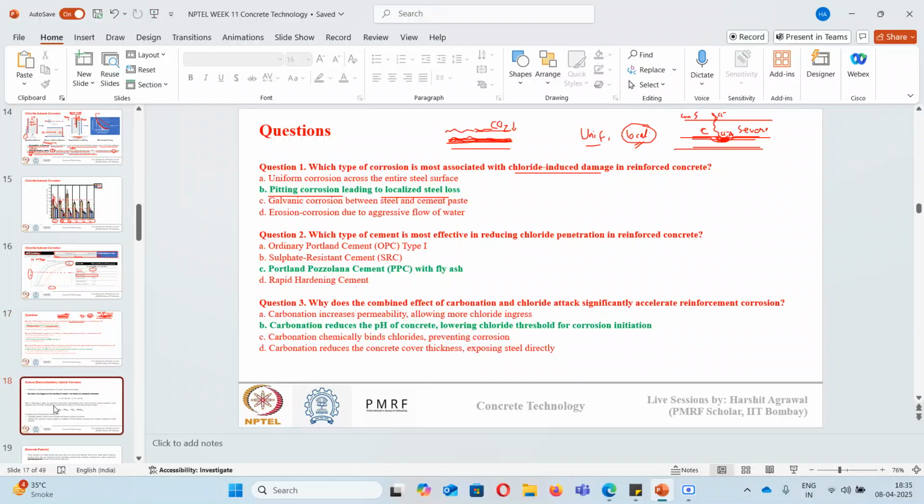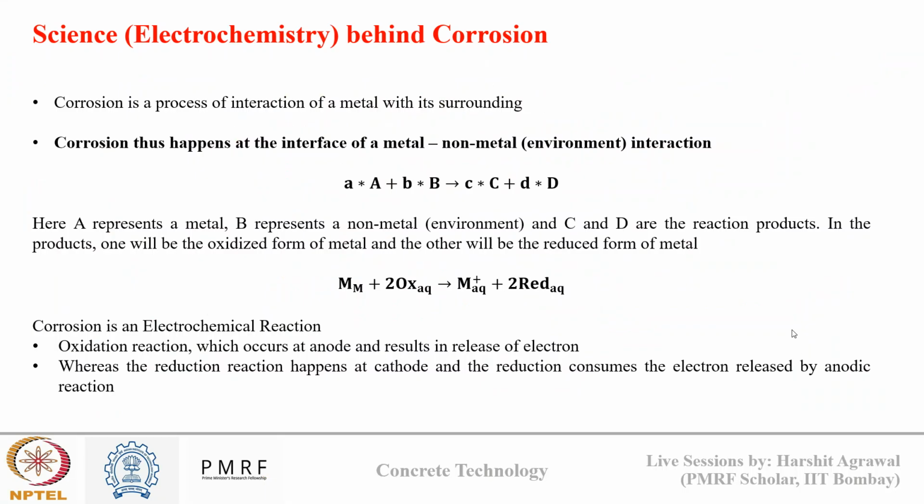Okay, so let's move ahead. Now we have had just an overview of what corrosion is and how corrosion happens in concrete. But to understand corrosion better, to understand the thermodynamics and kinetics of corrosion better from a technical point of view, we'll discuss the electrochemistry behind corrosion. Okay, now what do we mean by electrochemistry?